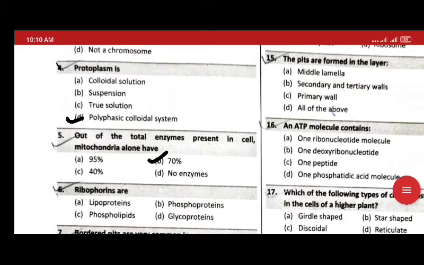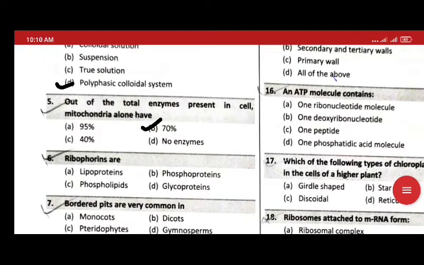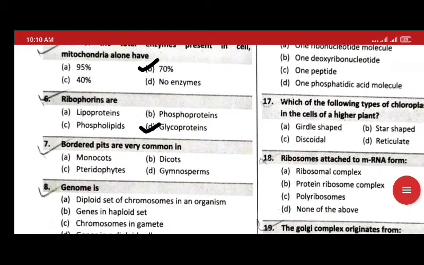Now 6, riboforins. You should know that glycoproteins come under riboforins. So glycoproteins, D number, is the answer. Now border pits are very common. Border pits are mainly present in gymnosperm, and in trachea also.